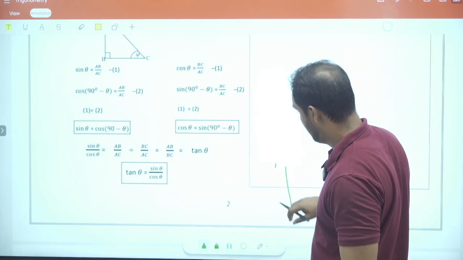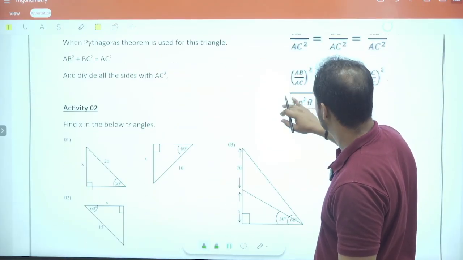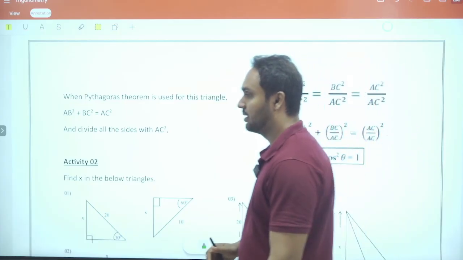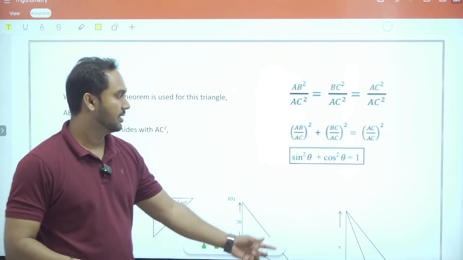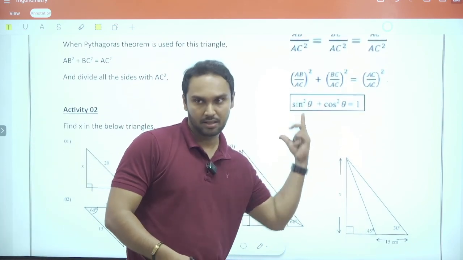Right. Then again highlight this part. Sin square theta plus cos square theta equals 1.